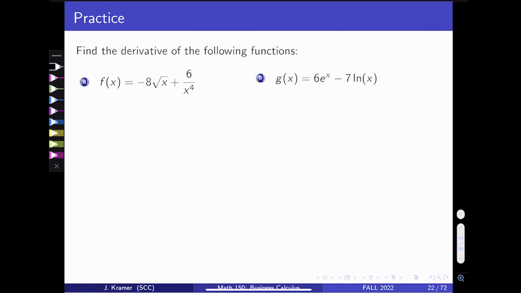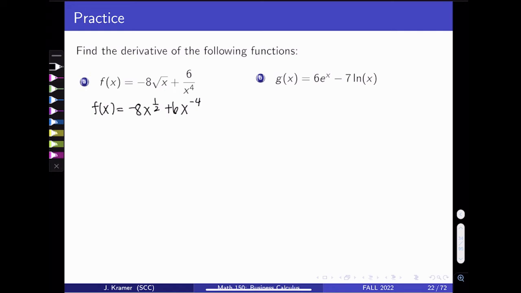If f of x is negative 8 times the square root of x plus 6 times x to the fourth, we'll want to use the power rule and the sum and difference rule to take the derivative of this function. So we'll want to rewrite any radicals with their fractional exponents, and any functions that are in the denominator we'll write with negative powers. So we can rewrite f of x as negative 8 times x to the 1/2 plus 6 times x to the negative fourth.